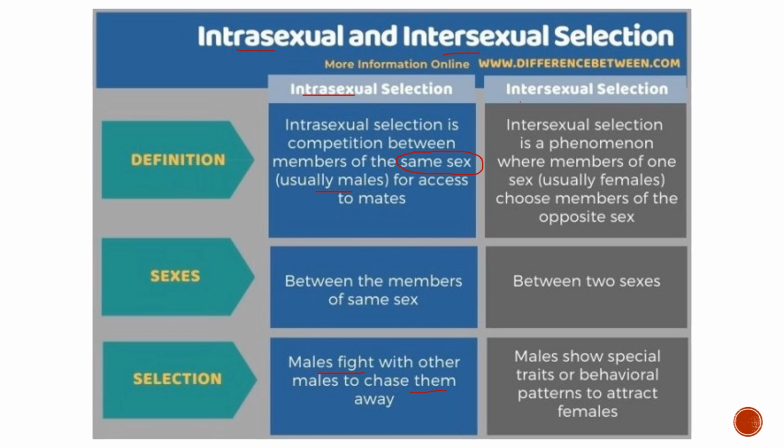Whereas intersexual is between two different sexes, where the female is choosing a male, which is typically how that happens. Here the male shows special traits or behaviors to attract the female. So we're attracting the male to the female, but males aren't competing with each other. They're trying to get the attention of the female. So that's intersexual.